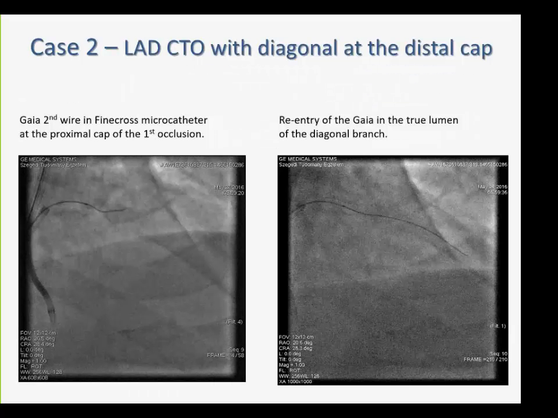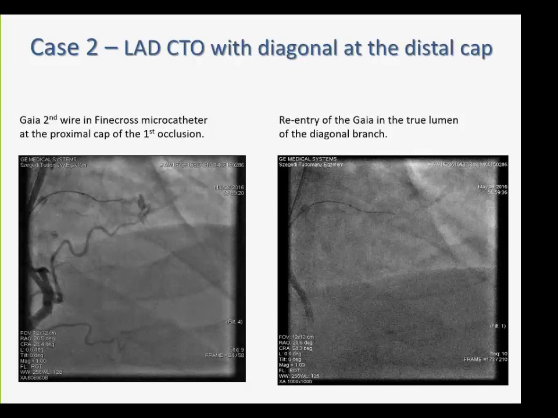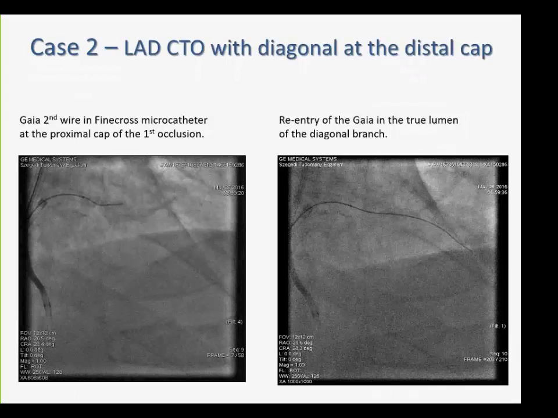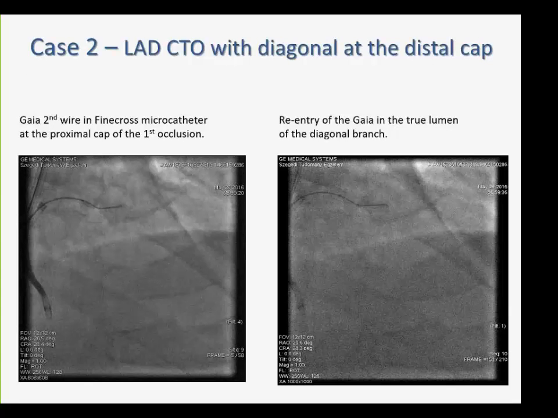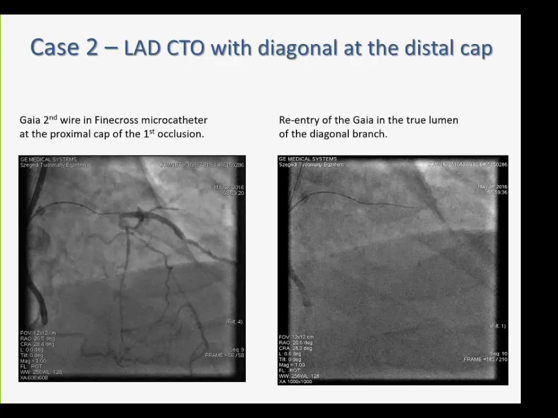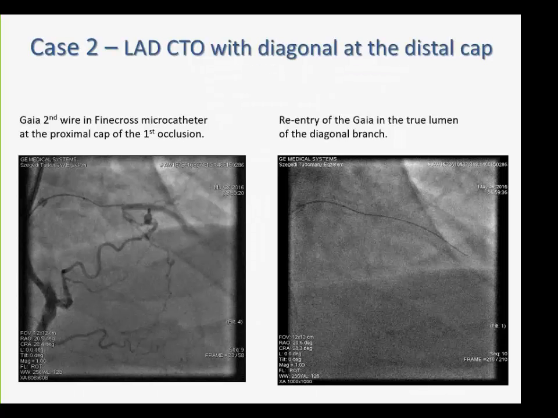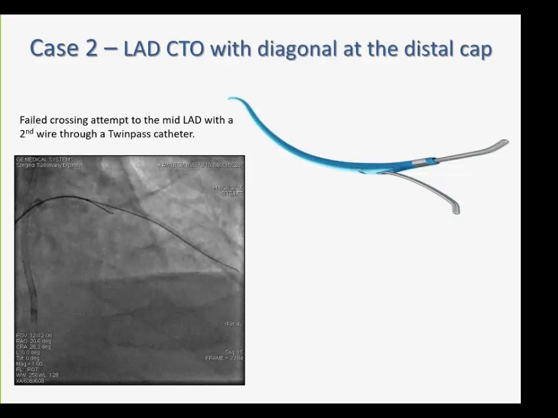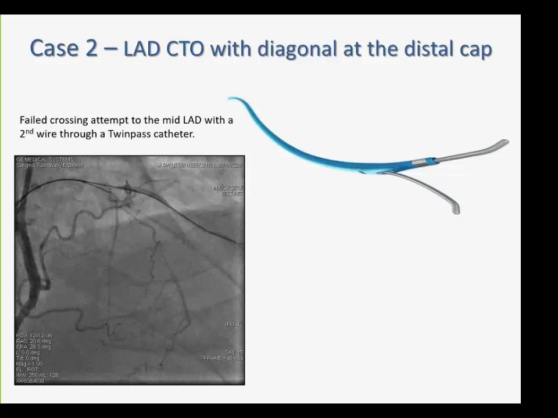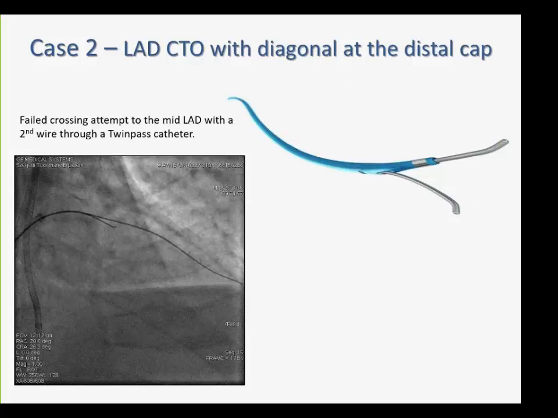On the right side angiogram, it looks that with some manipulation with the Gaia Second, we got into the true lumen. Unfortunately, not that of the main branch, but the side branch to the diagonal branch. So after that, the strategy was the same as in the first patient with the right coronary: we took the dual lumen catheter. It was again a Twin Pass, and we started with the regular use of the Twin Pass.